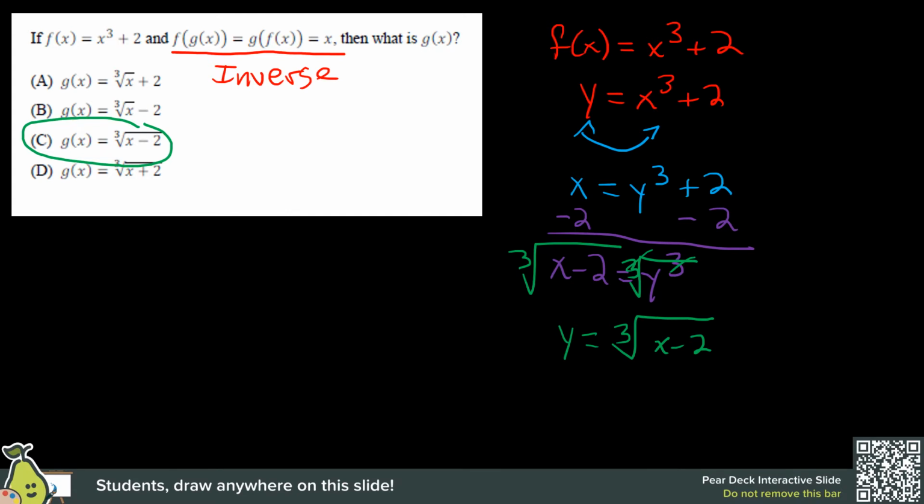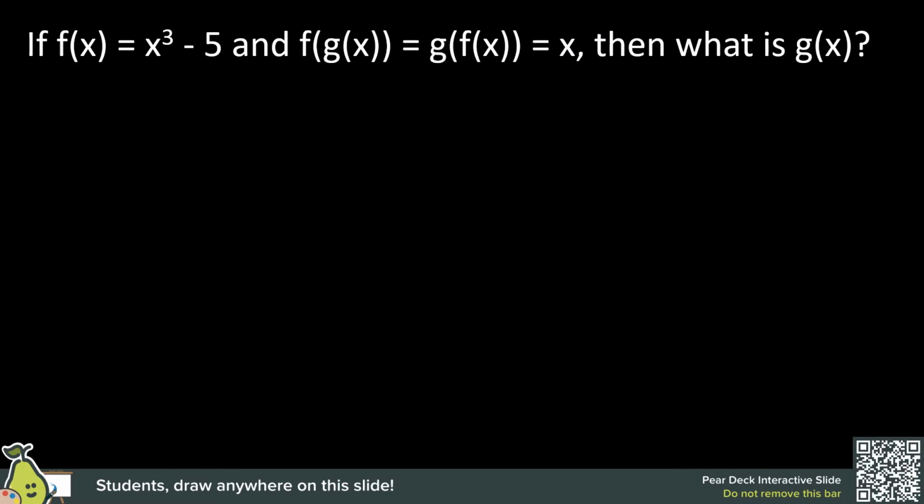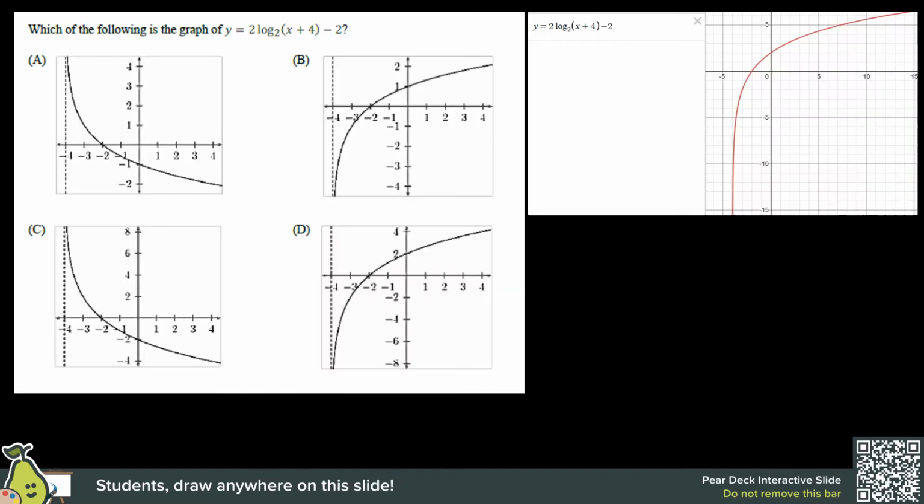Okay. So for this one here, I'm stating the same thing. You're being asked to solve for the inverse, so you're solving for the inverse of f of x equals x cubed minus 5. Okay. Let's go ahead and move on.